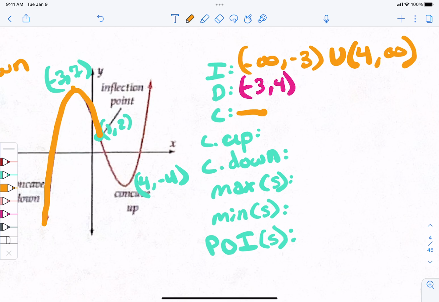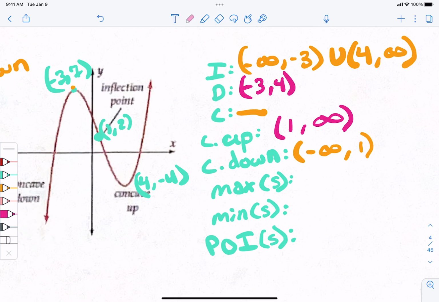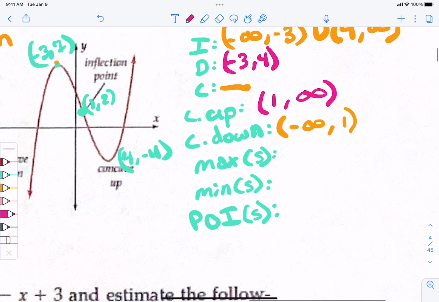So he is caving down, so I'm going to go to concave down. He is caving down from what to what? Negative infinity until I get to 1, right? And then he turns around and from here to here he is caving up. He's holding water, right? From 1 to infinity. Okay, good? All right, now let's do maxes and mins. How many maxes do I have? One at -3, 7. Okay, mins, one at (4, -4).